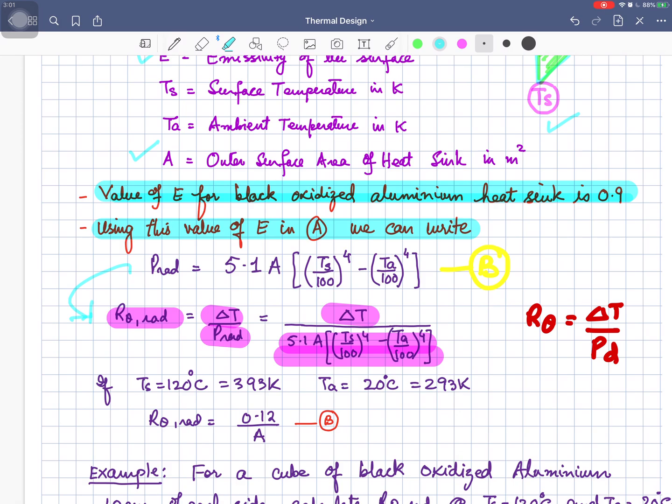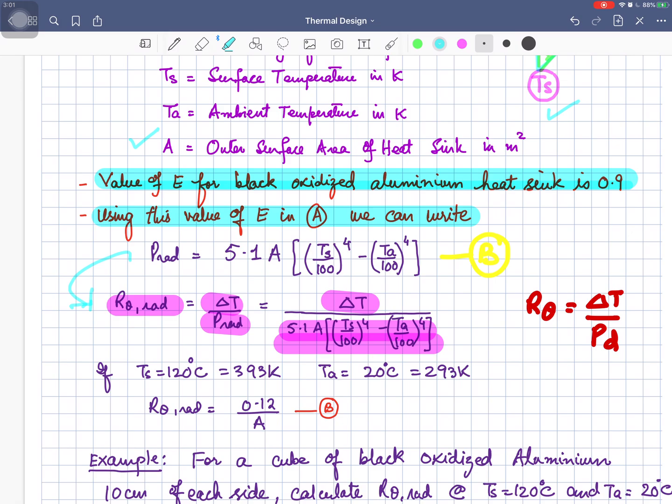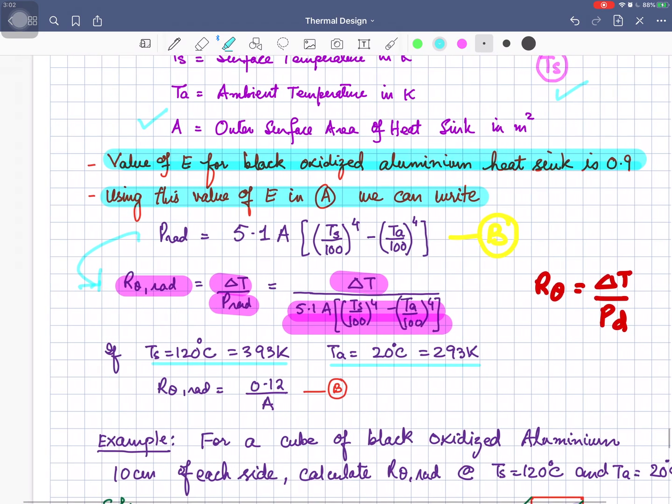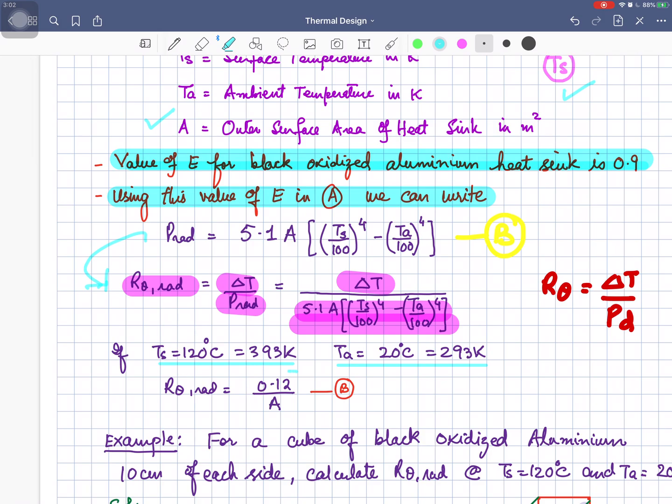Okay. So now if we have the sink surface temperature of 120 degrees centigrade, that is 393 Kelvin, and the ambient temperature of 20 degrees centigrade, that is 293 Kelvin, the thermal resistance R theta radiated is given by this equation. Just the area is unknown, if the temperature difference is 100 degrees centigrade. So with the help of this equation you can find out the thermal resistance when the heat is being radiated from the surface to the environment.